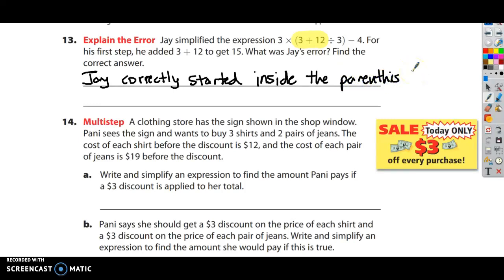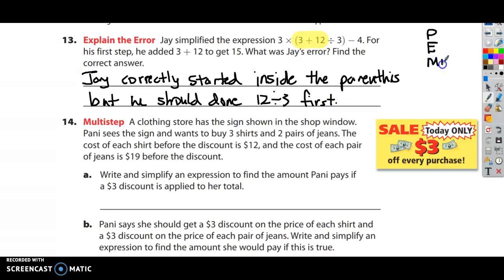J correctly started inside the parentheses, but he should have done 12 divided by 3 first. Now, why is that? Well, let's take a look at that. When we're working PEMDAS, we do parentheses first, and then when you're inside parentheses, you have to do multiplication and division before you add and subtract. And your two options he had here was he could have added or he could have divided. And he should have chosen division because division comes before addition. So I'm going to erase all this. This is what he should have done first, right here, 12 divided by 3, instead of 3 plus 12.